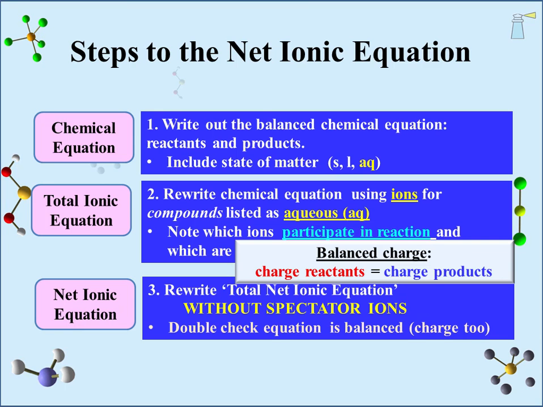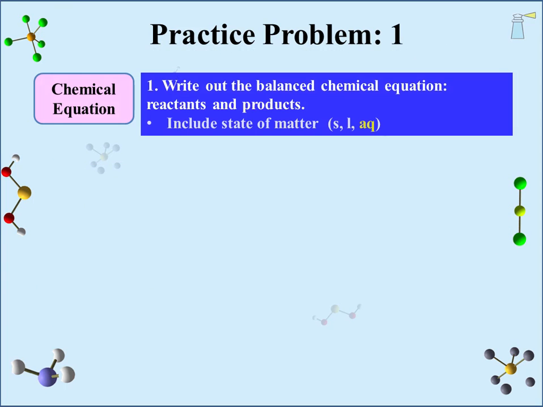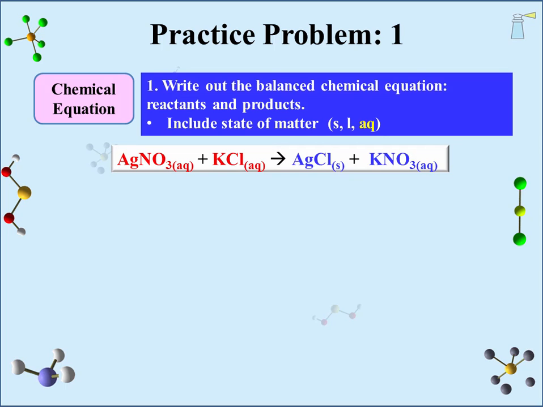On to some practice problems. The process begins by writing out the chemical equation with its states and phase subscripts. Problem 1 has aqueous silver nitrate reacting with aqueous potassium chloride to produce solid silver chloride and aqueous potassium nitrate. A question to always ask when dealing with chemical equations is whether or not the equation is balanced.